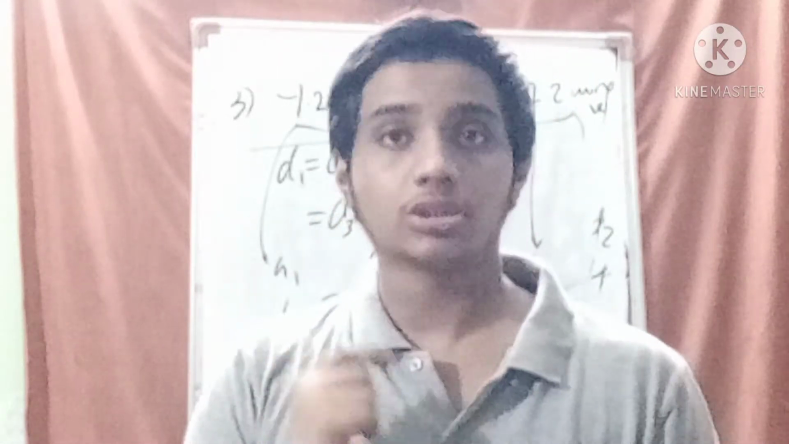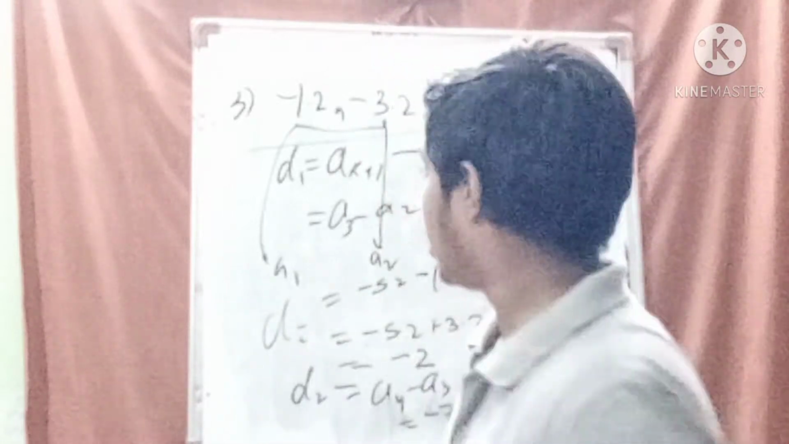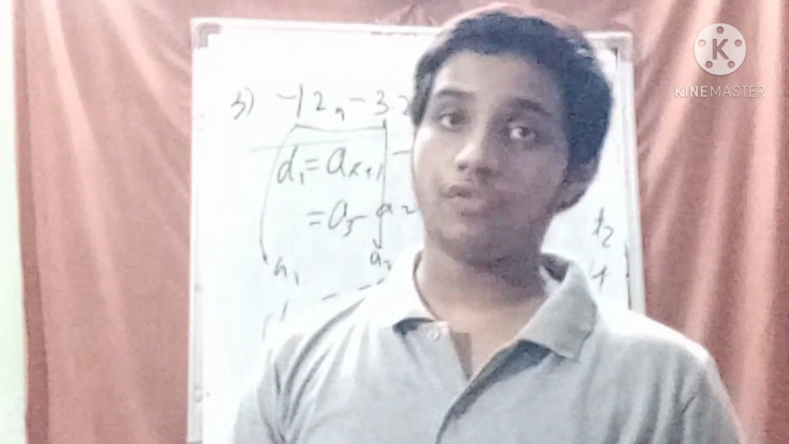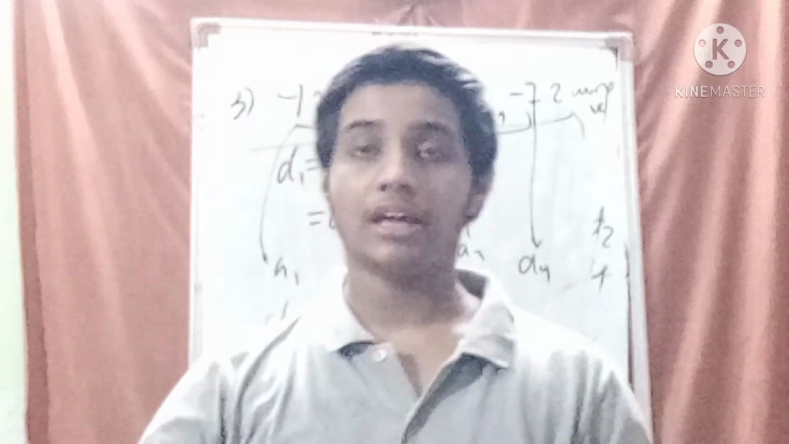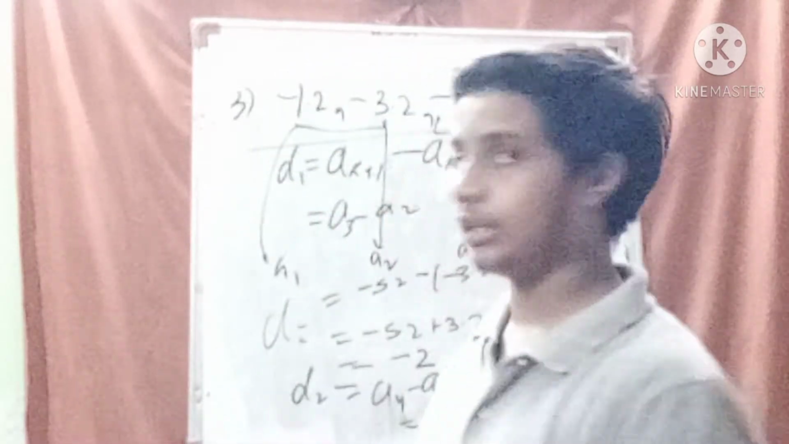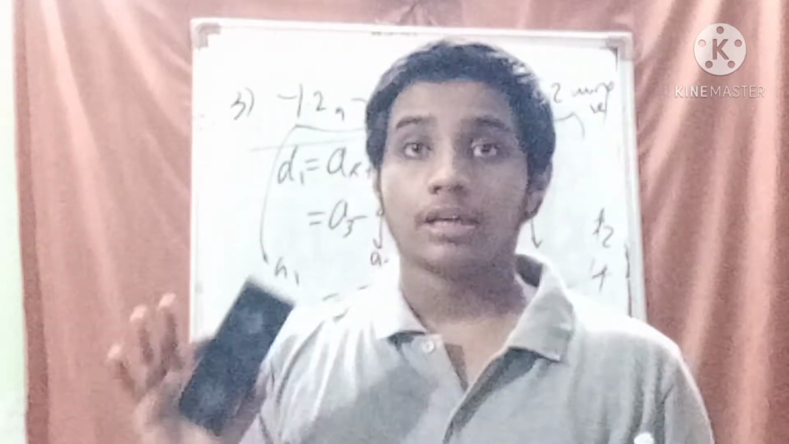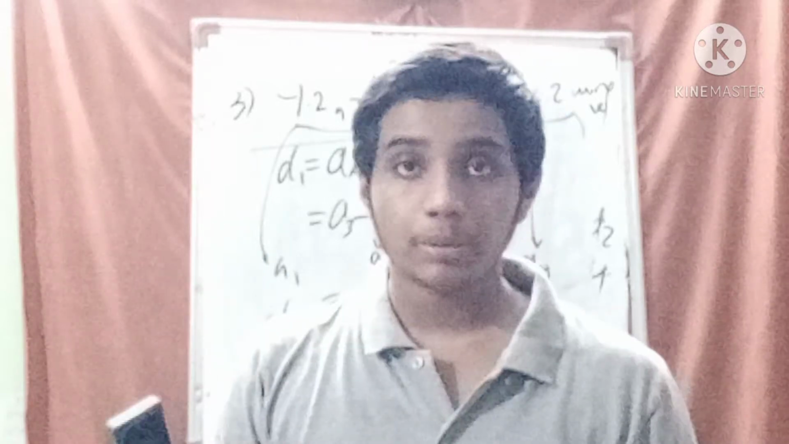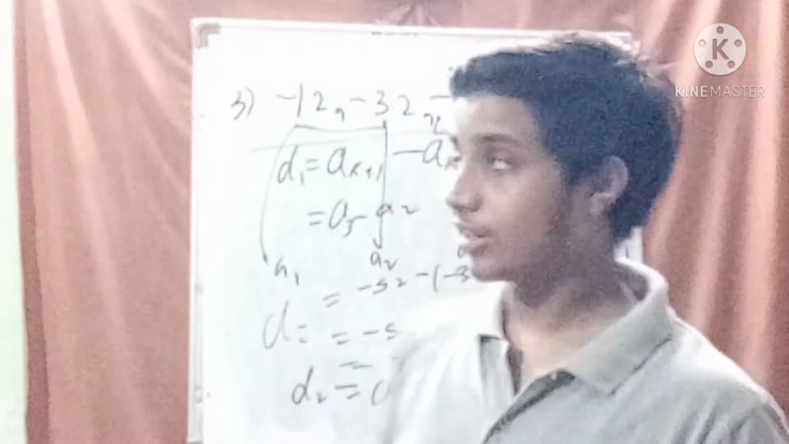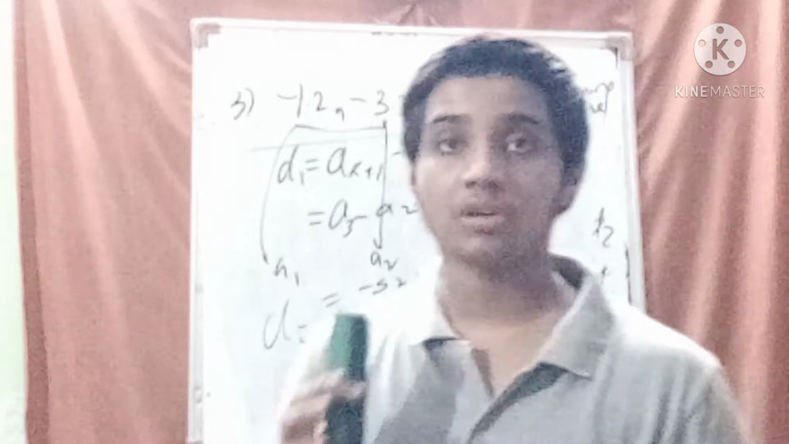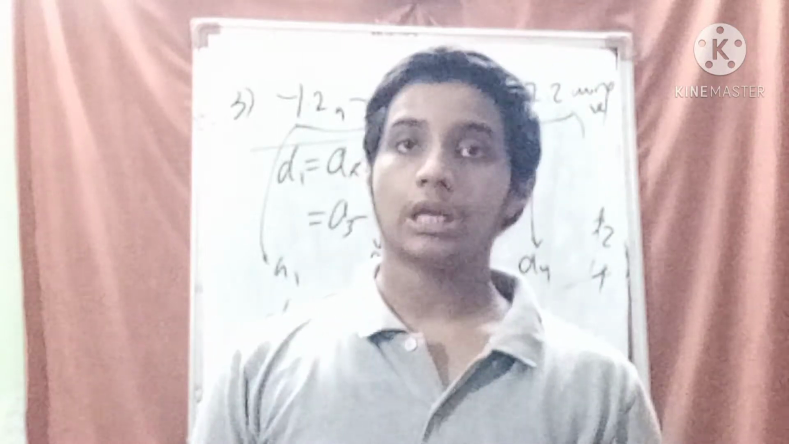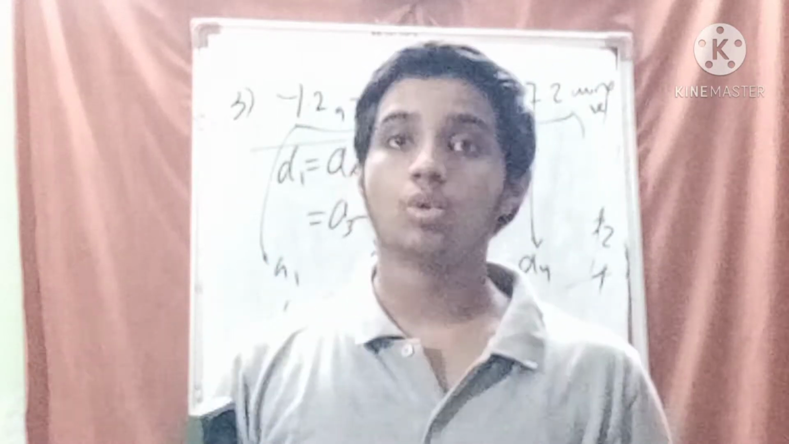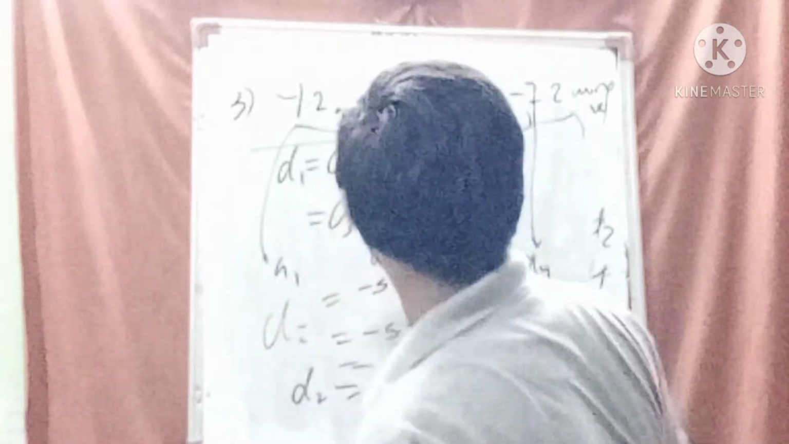You have to write this in the exam. Then you will get marks. If you leave your questions incomplete, like this is the answer, you won't get any marks. The question is asking if it is an AP or not. You have to justify. First you have to do all these steps, then you have to write that yes, it is an AP with a common difference of minus 2. Then you will get full marks.